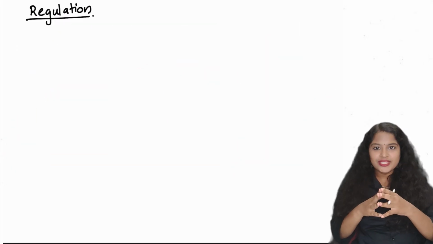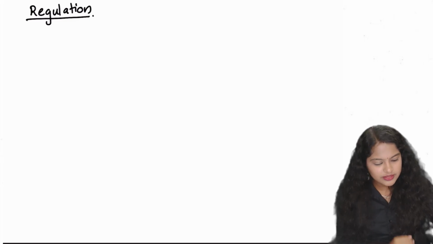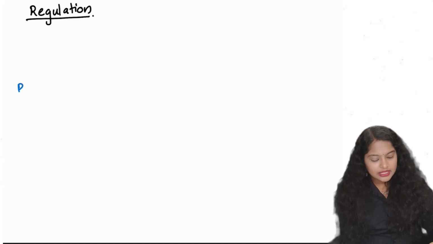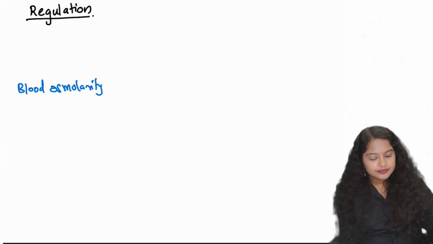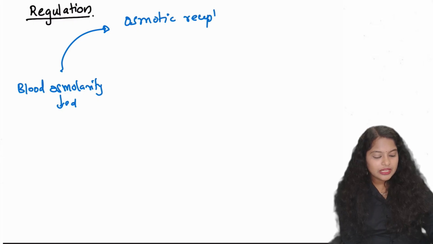So now we are going to see the regulation in kidney. How the kidney functions are regulated, we are going to see now. So imagine the blood osmolarity decreased. Okay. So this will give a signal to the osmotic receptors in the hypothalamus.